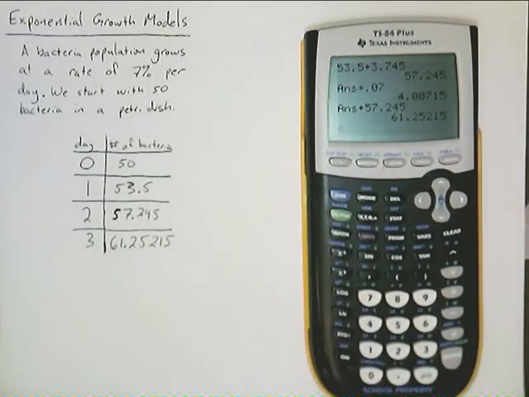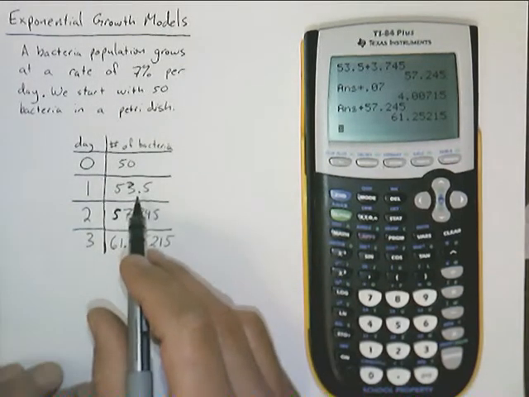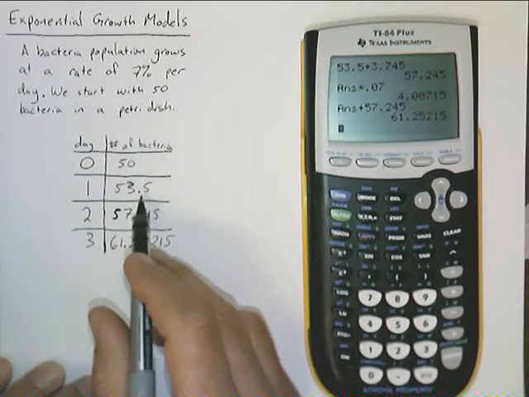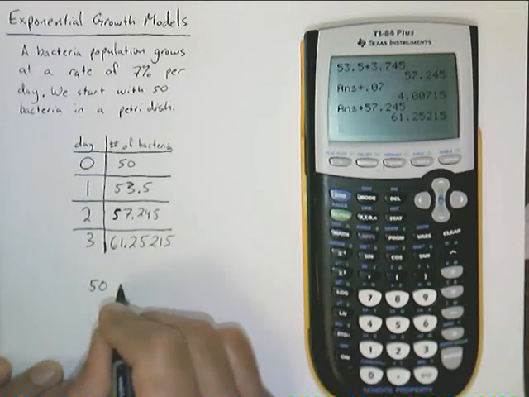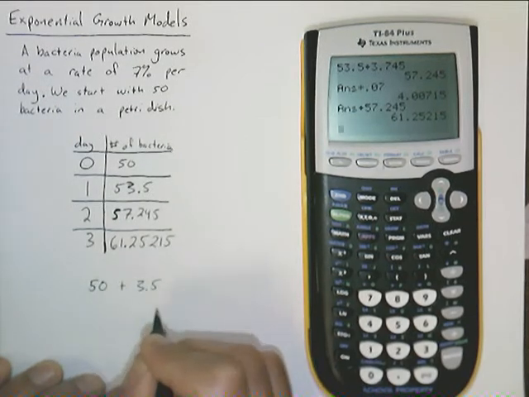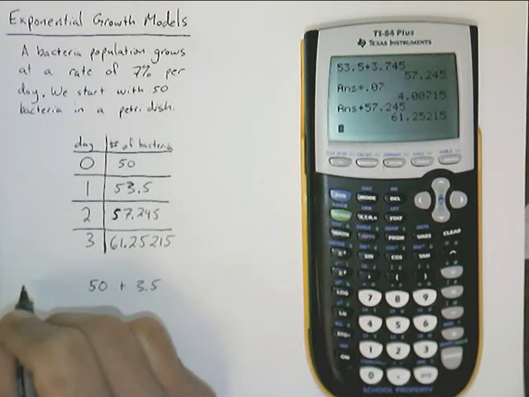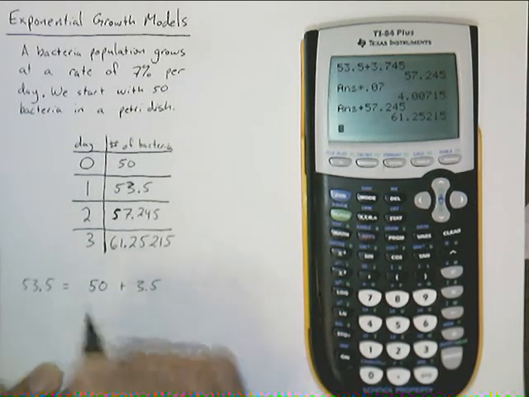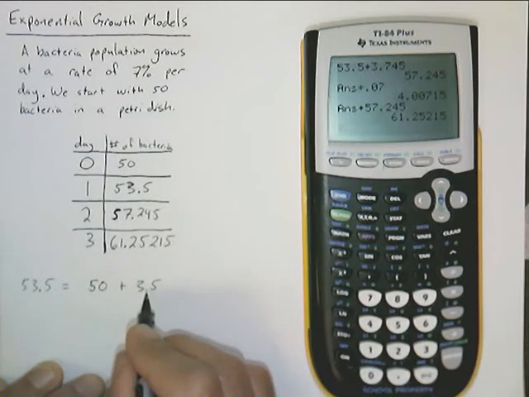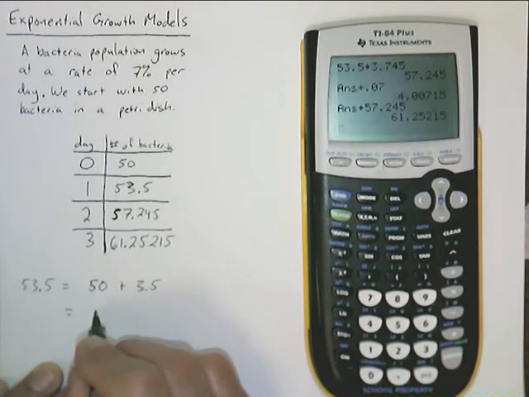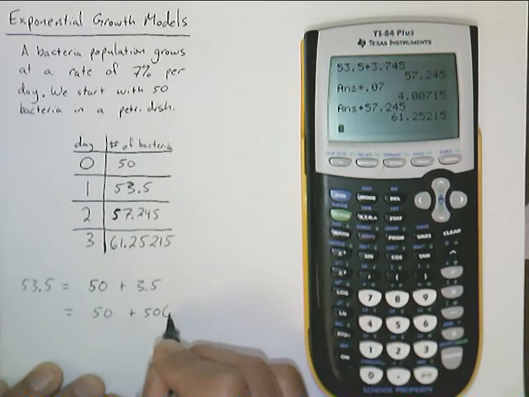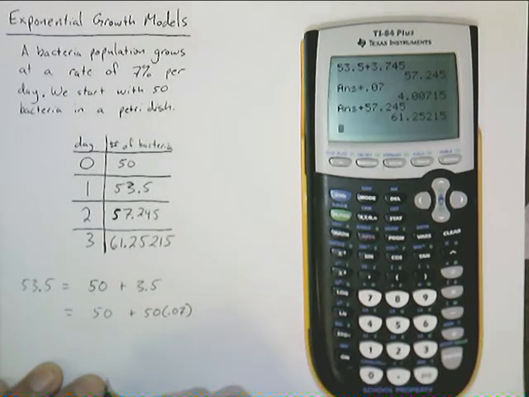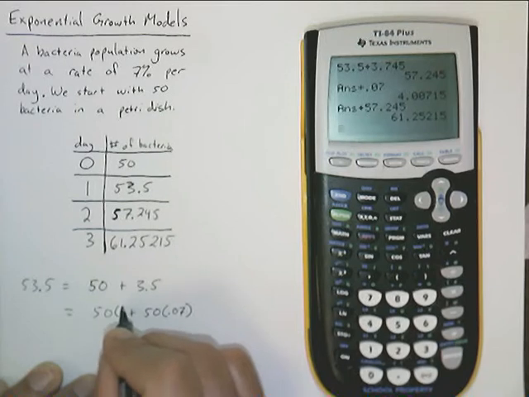So what we want to look at really is how we got this 53.5. Well, it came down to, we had our original 50, and then we added on 3.5. Right? That was our 53.5. That's how we calculated that. But this 3.5 really came from multiplying 50 by 7%, or 0.07. And this original 50, if we wanted to, we could just say that's really just 50 times 1.